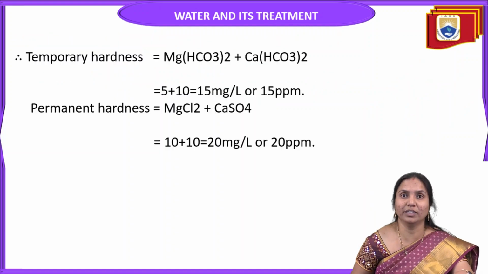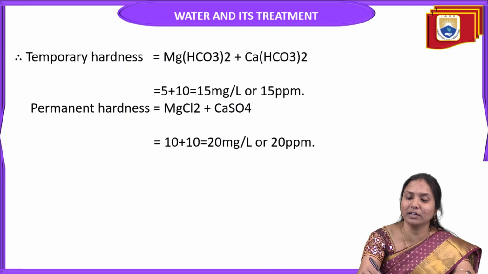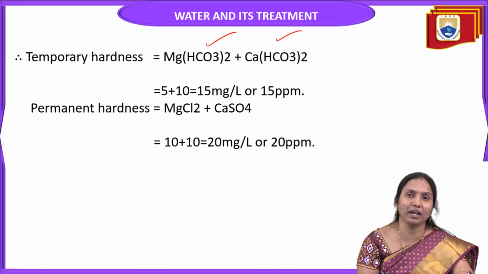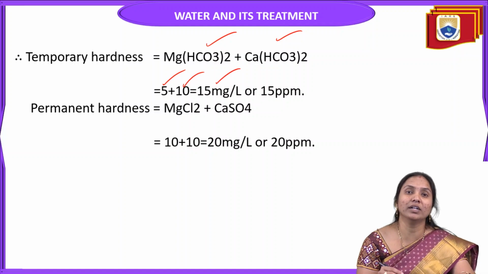Now you can identify the temporary hardness causing salts and permanent hardness causing salts in the given data. The temporary hardness causing salts present in this water are magnesium bicarbonate and calcium bicarbonate. The magnesium bicarbonate value is 5 and calcium bicarbonate is 10. So it is equal to 15 milligram per liter or 15 ppm.